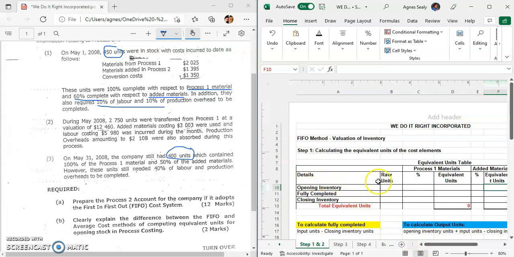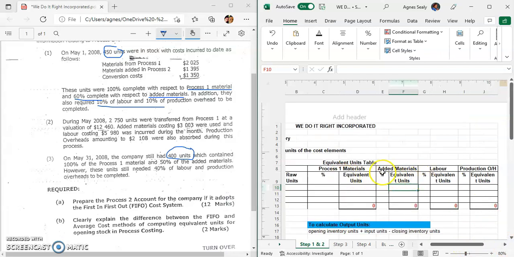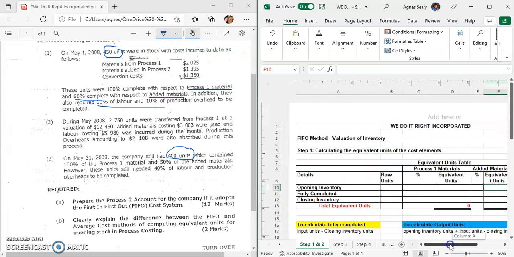So we have set up the details: raw materials, the percentage that is needed or the percent that is already complete, depending on what is in my details, and equivalent units for process 1. You do the same thing for added materials, labor, and production overhead, each with a percentage and equivalent units, because we want to calculate equivalent units for our opening inventory, our fully completed units, and our closing inventory.